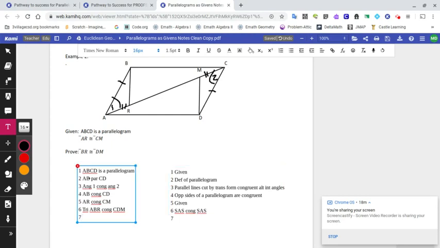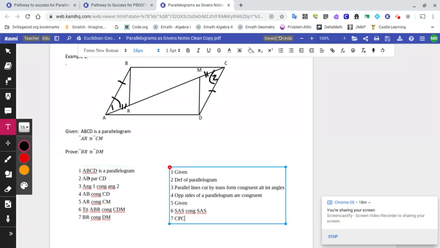Now I can state my proof statement: BR is congruent to DM, and that, of course, is CPCTC. So that's it for that one.